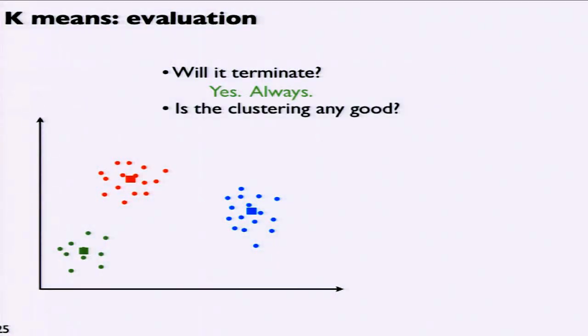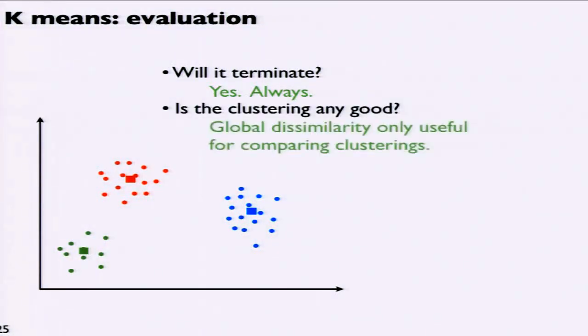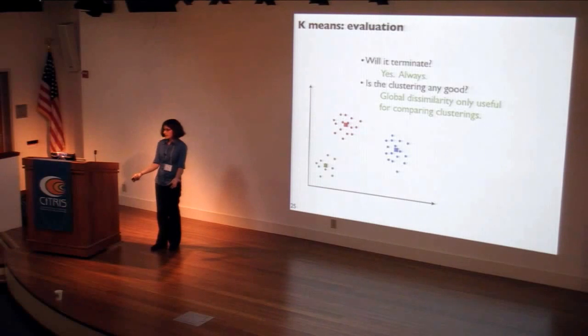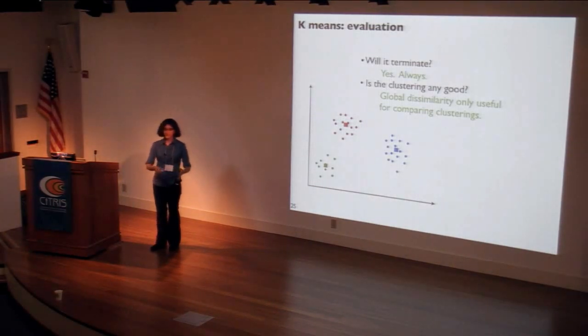Well, is the clustering any good? That's a much trickier question. This global dissimilarity measure, if you think about it, is really only useful for comparing clusterings. I can say this clustering that I have is better than the previous one, but if I actually look at the number, it doesn't tell me anything. It doesn't say, hey, that was a really good cluster, well done.